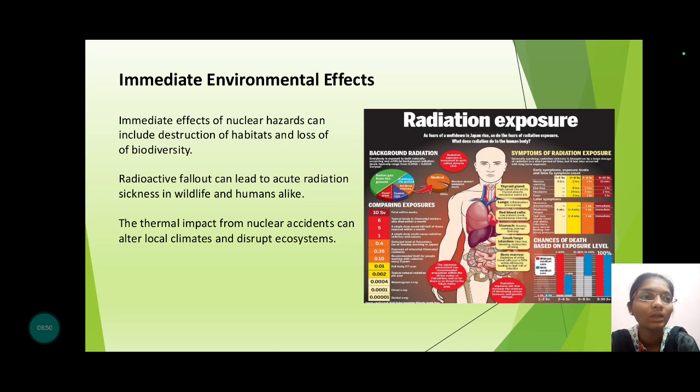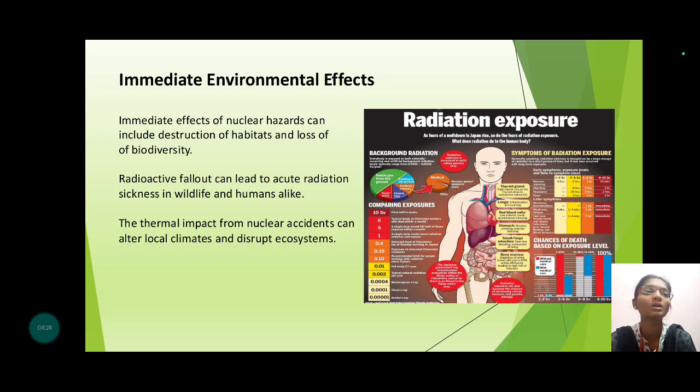And immediate environmental effects. Immediate effects of nuclear hazards can include destruction of habitats and loss of biodiversity. Radioactive fallout can lead to acute radiation sickness in wildlife and humans alike. The thermal impact from nuclear accidents can alter local climates and disrupt ecosystems.